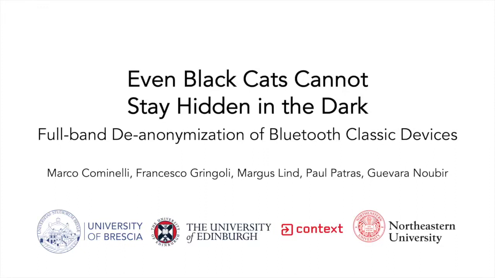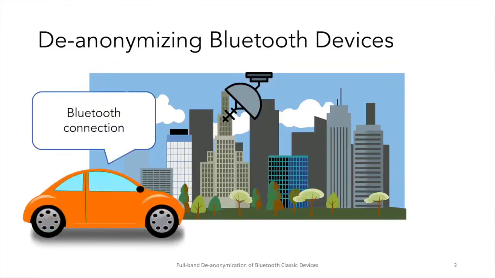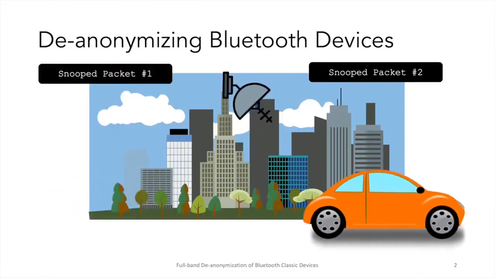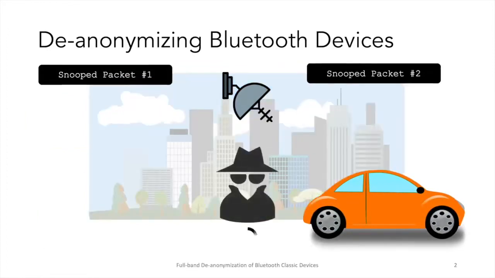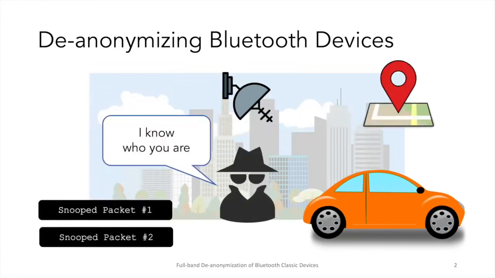In this talk, I will discuss an important privacy concern in Bluetooth Classic and present a system that we developed to de-anonymize Bluetooth devices in an efficient way using affordable software-defined radios. With the term de-anonymization, we refer to the capability of univocally identifying a device, usually associated to a specific user, so that it is possible to track users' movements. This has serious implications on users' privacy, as we will see in this presentation.